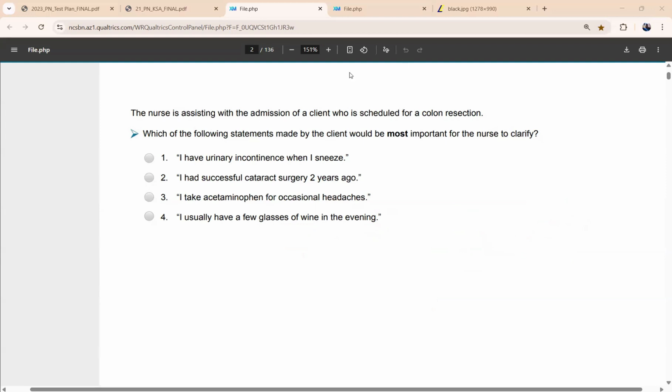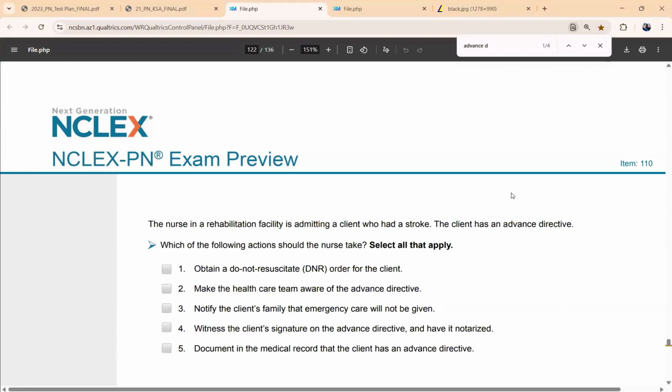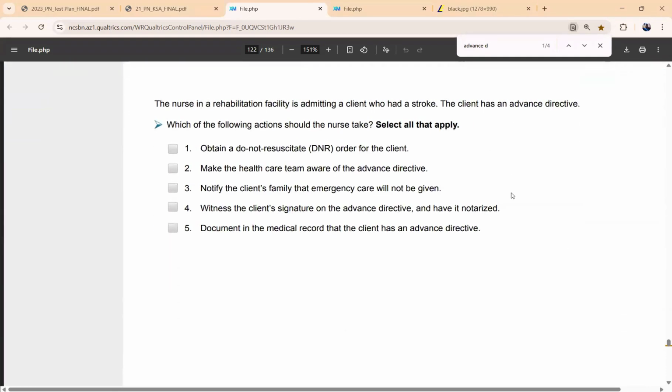So that is it. Now, the last thing we are going to do is related to advance directive. I want to see you answering this question. So this is the last thing we are going to do. So read this question and answer it.